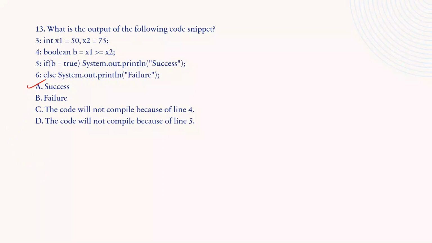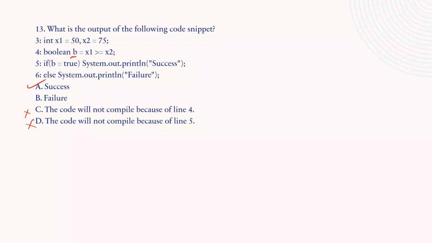Why is it the answer? Let us discuss it. The code compiles successfully. There are no issues in the code compilation, so options C and D are incorrect. Don't worry about those. The value of b after line 4 is false, right? Because this is false basically.